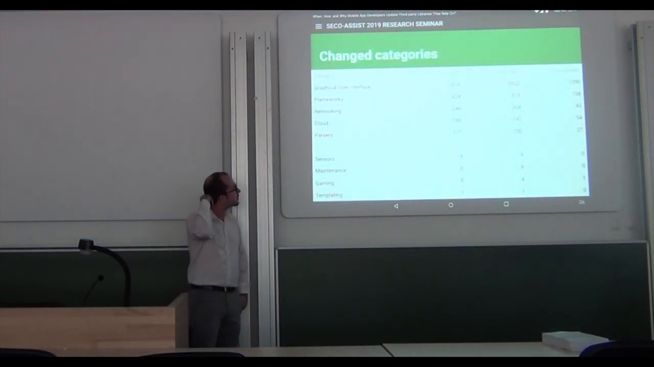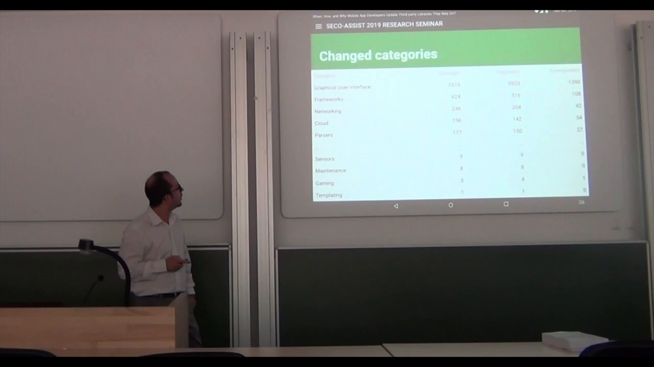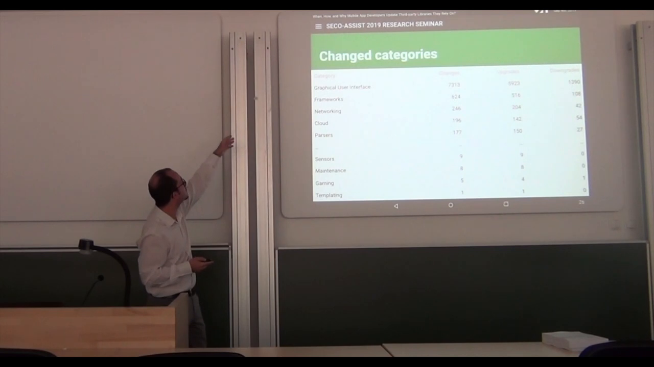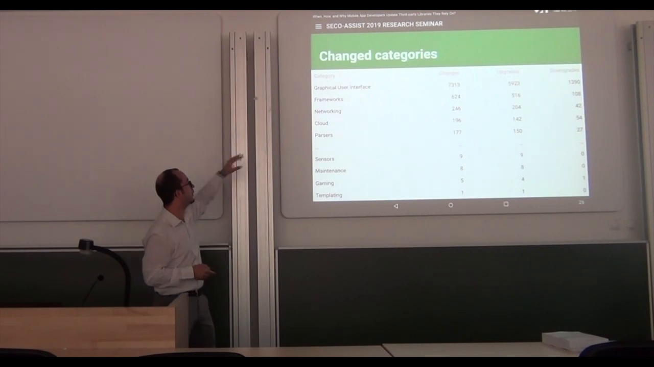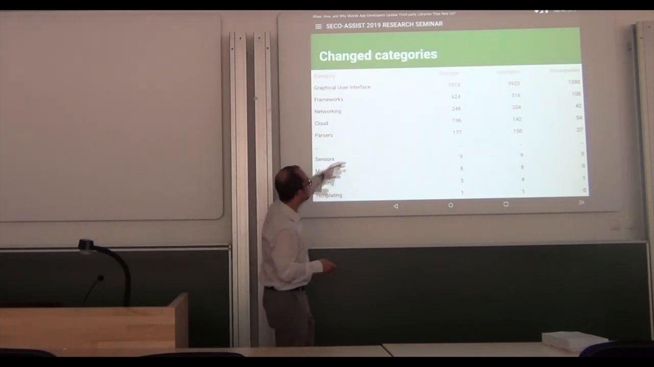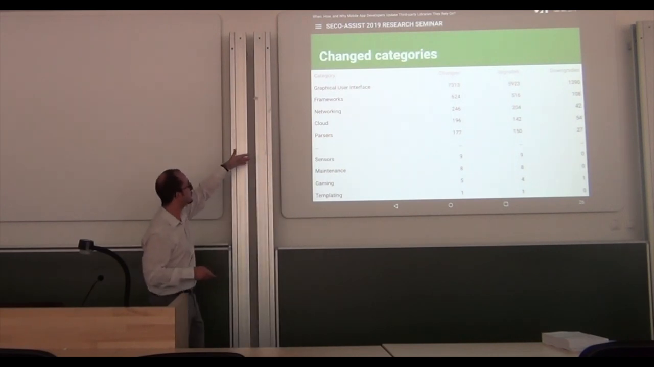And we saw something pretty unexpected, because developers care only about updates that users can see. In the first case, the most updated libraries are the ones about the graphical user interface. The second category is framework, which concerns the support you have to add to use the latest version of Android. The third category is networking and the cloud, the parsers, and so on.